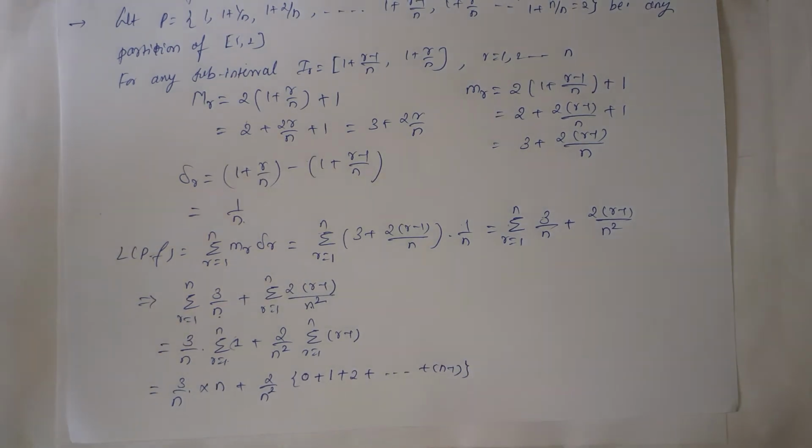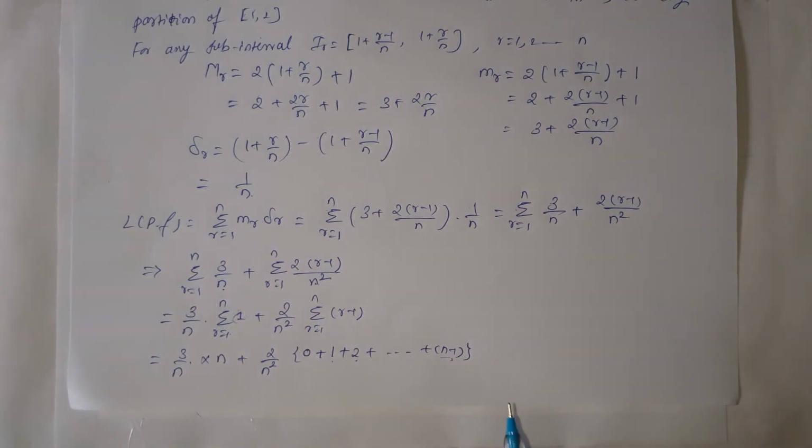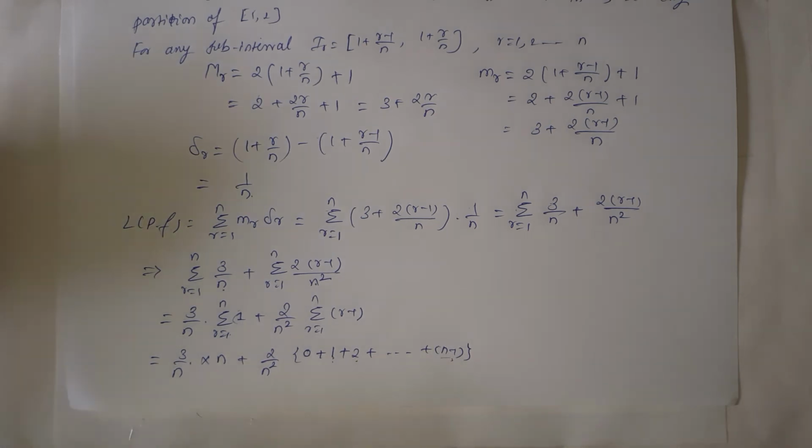We already know the formula for the sum of the first n natural numbers, but here the number of terms is n-1. So it is 1 + 2 + ... + (n-1). The total sum is n(n+1)/2, but here we substitute n equal to n-1 in that formula.